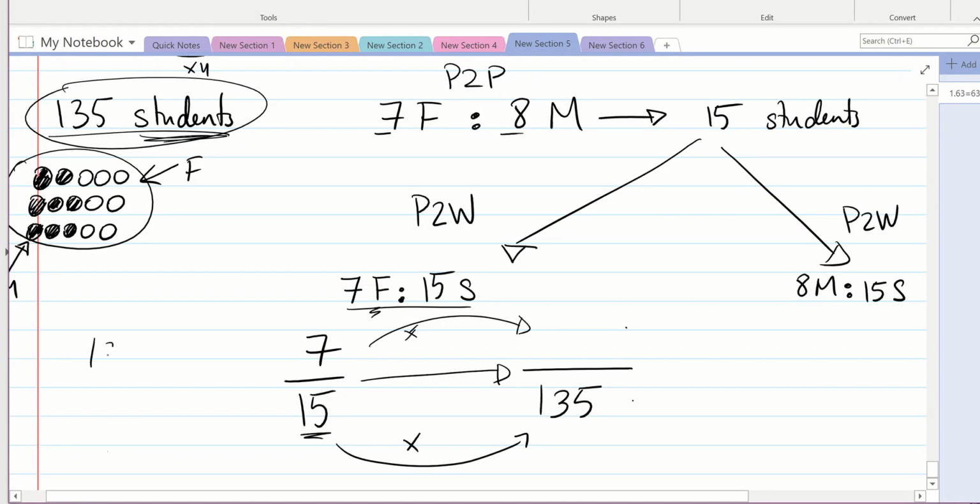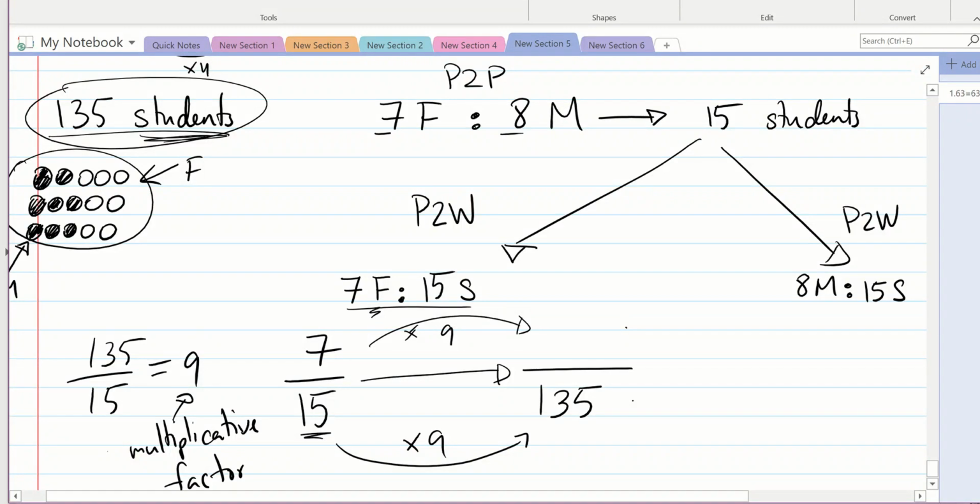So let's take out our calculator. 135 divided by 15 gives us, let's use our calculator. I'm not going to do this off the top of my head, but it gives us 9. 9. So that's our multiplicative factor, 9, right? So times 9 on both sides. 7 times 9, that I don't need my calculator, it's going to be 63, right? So this is going to mean there's 63 females, right, in that classroom, right?